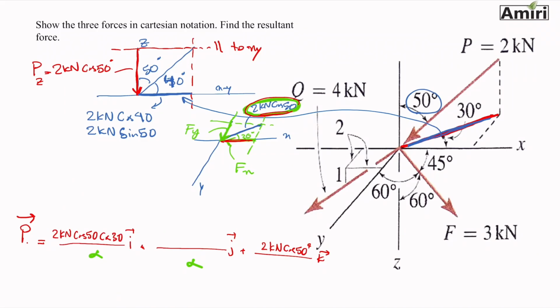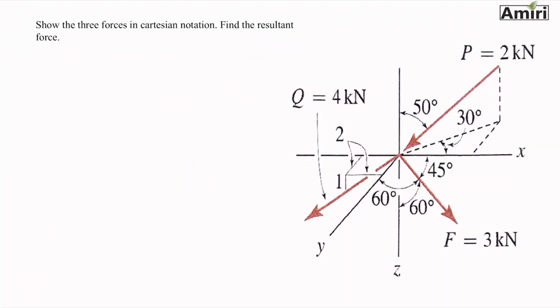And then next thing I want to do is this whole thing, this line right here, sine of 30 will give me my Fy. So 2 kilonewtons cosine 50, this whole thing multiplied by sine of 30 will give me my Fy. So there you have the three components. I kept it like this on purpose so you can figure out, oh, this is cosine, this is sine, and so on. All right, let's look at the last one.